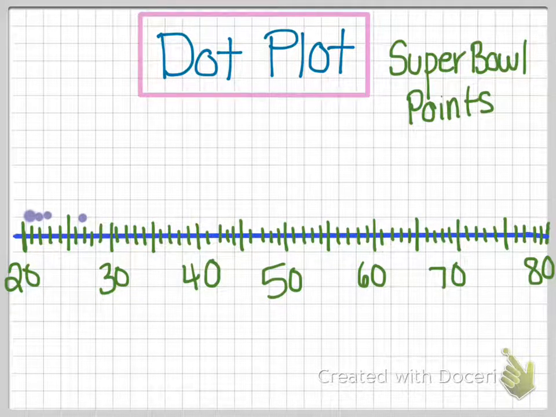The next one's 29. That one's a little high. 29. We have 30. And then we actually have 3 at 31. So it's going to look like that.